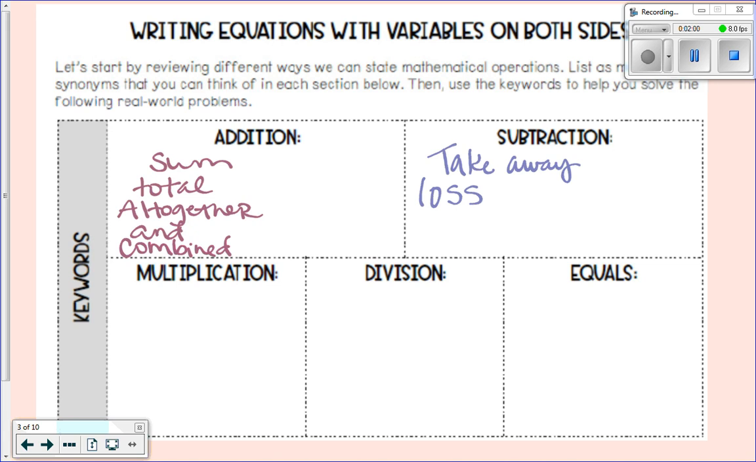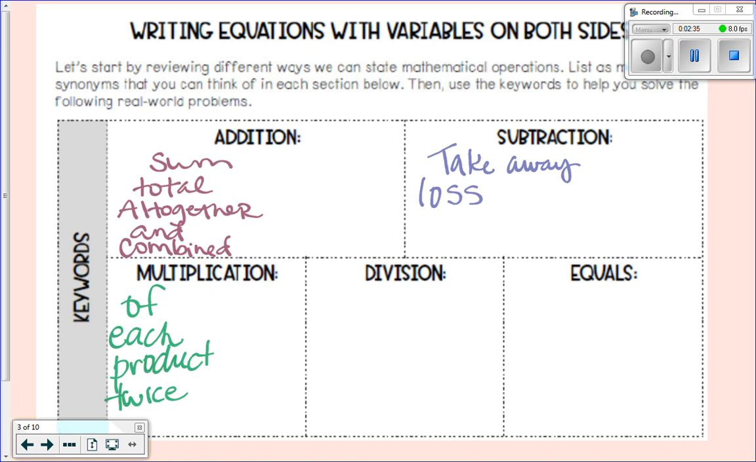Let's go on to multiplication. What are some words there? Of. Good. 2/3 of a number. Each. Yeah. Product. What about if I said twice a number? Does that mean multiply? Yes. Yeah.